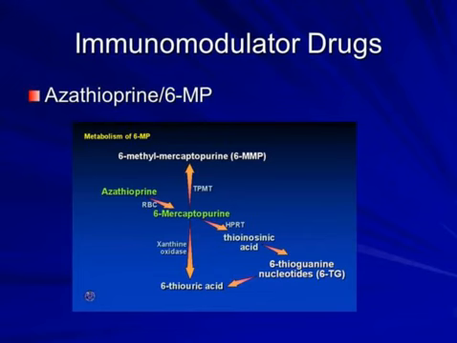Azathioprine is a prodrug for 6-mercaptopurine, or 6-MP, and the metabolism of these drugs depends on TPMT, or thiopurine methyltransferase. Absence or deficiency of TPMT can result in severe leukopenia, so we typically will check a TPMT level before we prescribe this medication to assist with dosing and to make sure that we're not giving somebody unnecessary toxicity with that leukopenia.